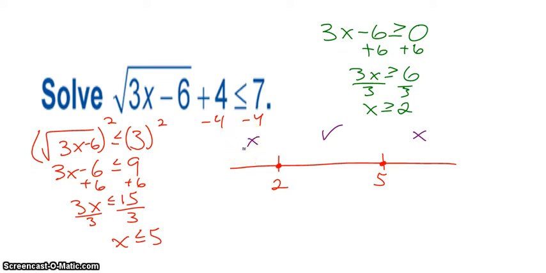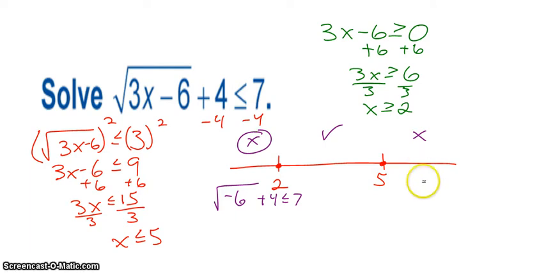We just want to test numbers that are, in this case, less than 2, between 2 and 5, and greater than 5 to make sure that when we plug into that original that we do indeed meet our mark. So let's plug in any number that we want that's less than 2, maybe 0. So I'm plugging it in. 0 times 3 is 0. 0 minus 6 plus 4 less than or equal to 7. Well, we're not dealing with imaginary numbers in this case, so that definitely fails because that's not a solution set.